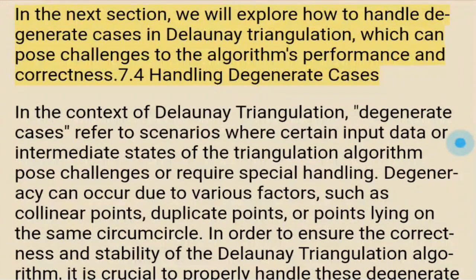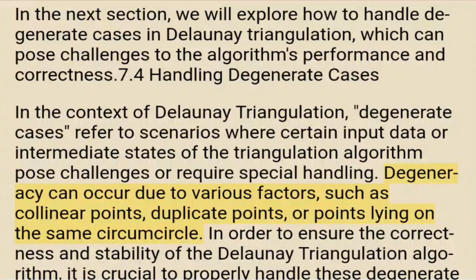In the next section, we will explore how to handle degenerate cases in Delaunay triangulation, which can pose challenges to the algorithm's performance and correctness. 7.4 Handling Degenerate Cases. In the context of Delaunay triangulation, degenerate cases refer to scenarios where certain input data or intermediate states of the triangulation algorithm pose challenges or require special handling.